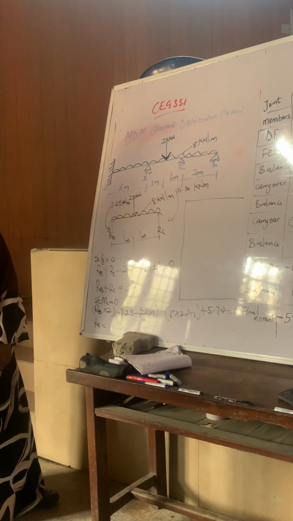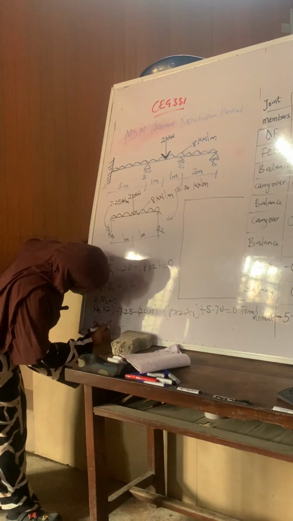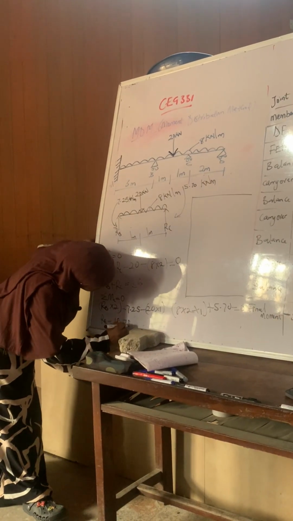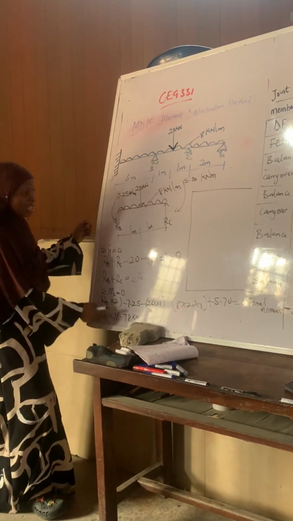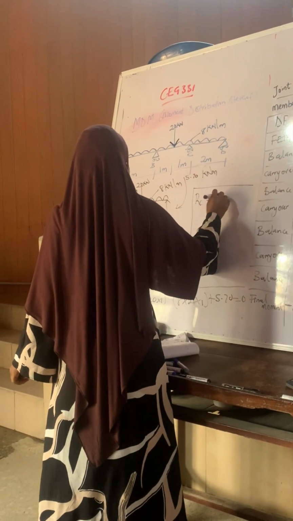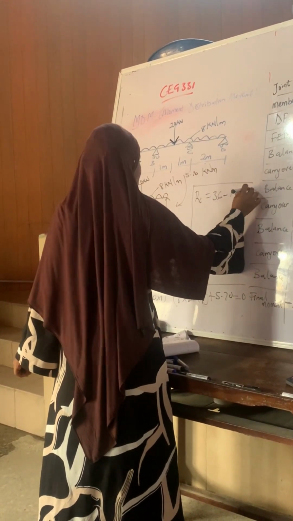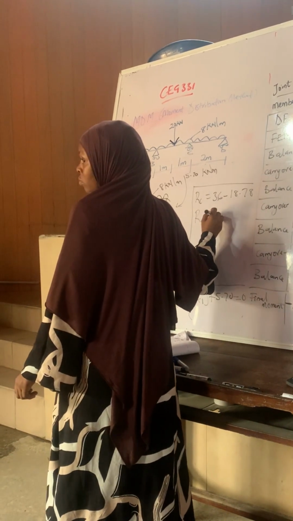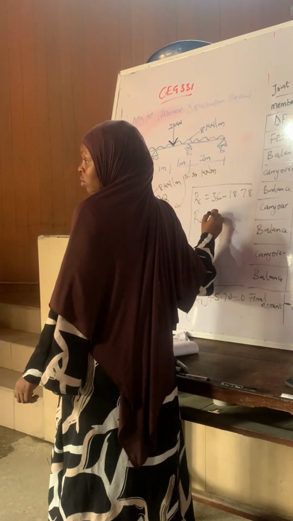18. 18 point what? So this is our RB. Our RC will now be what? 36 minus 18.78. What is our answer?